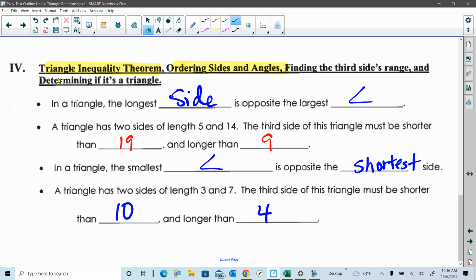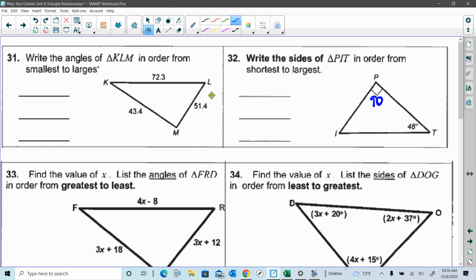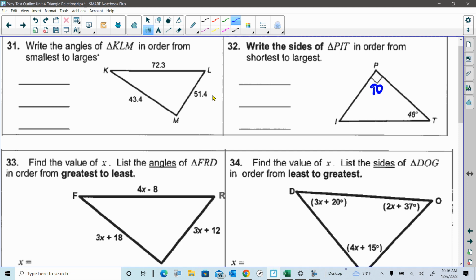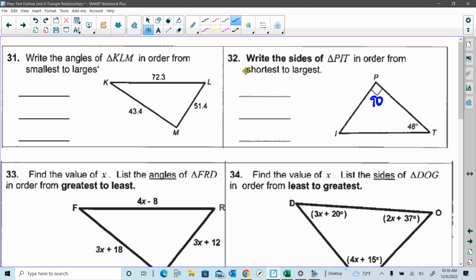All right, of your triangle inequality questions, you will have one. Circle 32, 33 and 34, those are the test-like. To order from smallest to largest, you find the smallest value, right here is 43.4, and you look opposite, always across to get the answer. So the smallest angle is angle L, then it would be angle K, then angle M.